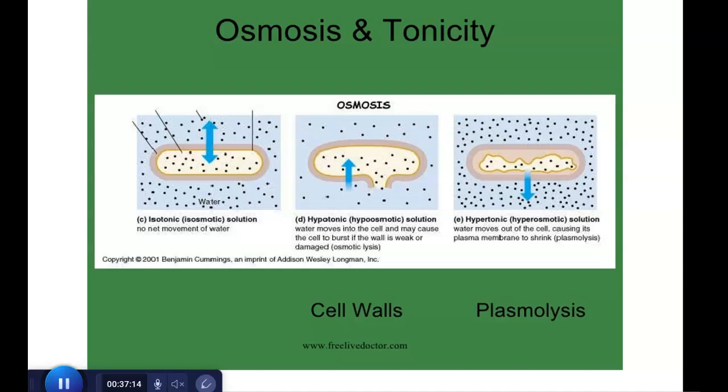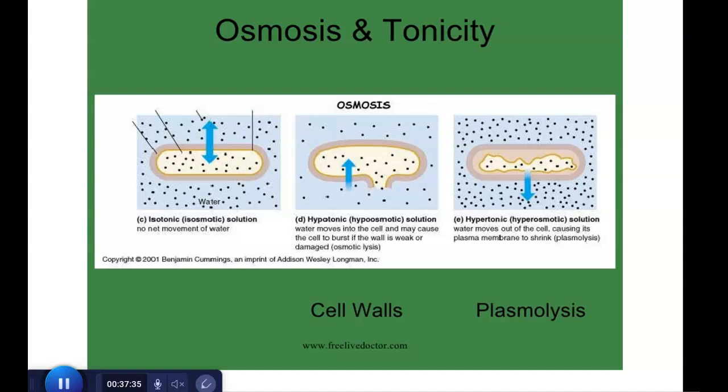If we were to put a cell into a hypertonic or hyperosmotic solution, then there's going to be more water inside the cell than outside. Water is going to go from an area of high concentration to low concentration. Water will leave the cell and we would actually see plasmolysis. So we would actually see shrinking.